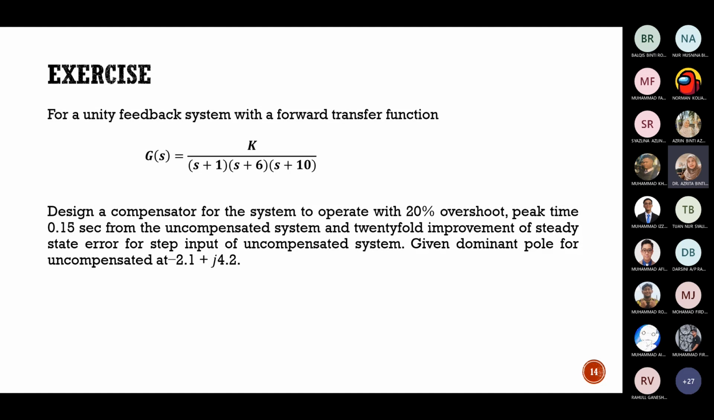Clear. Okay, good. So we try to do one more exercise. For a unity feedback system, a forward path transfer function is given by this equation. Design a compensator for the system to operate with 20% overshoot, peak time 0.15 second from the uncompensated system, and 20-fold improvement of steady state error for step input of the uncompensated system. Given the dominant pole for the uncompensated system at minus 2.1 plus j4.2.